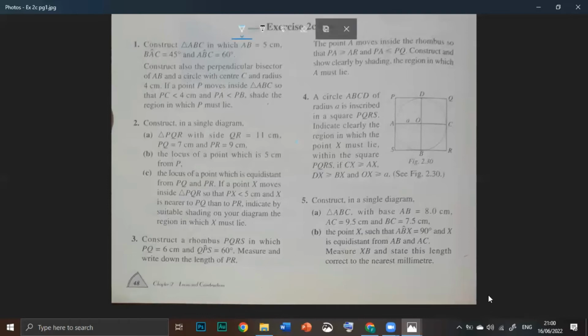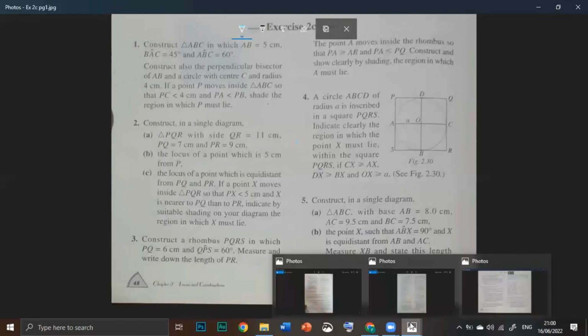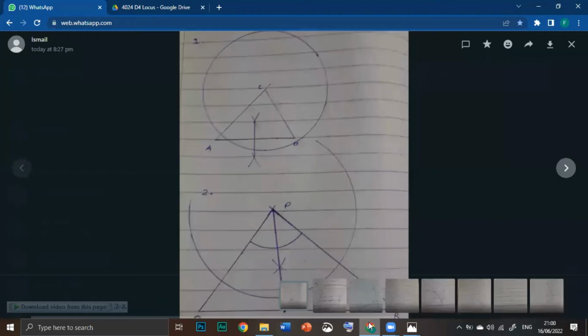And PX is less than 5 and nearer to PQ than PR. The angle bisector should be at point P. Okay, sir. We will move to the diagram. This one is the diagram. You can see the angle bisector at point P.